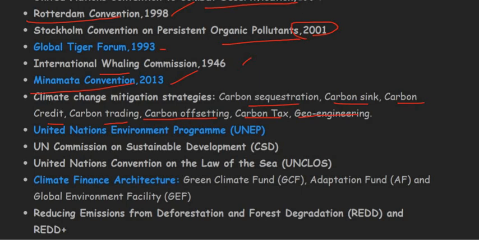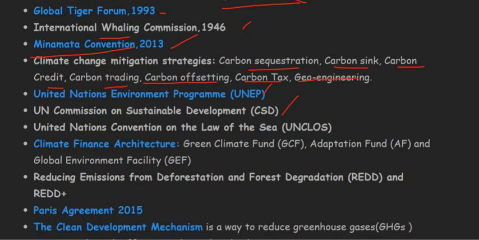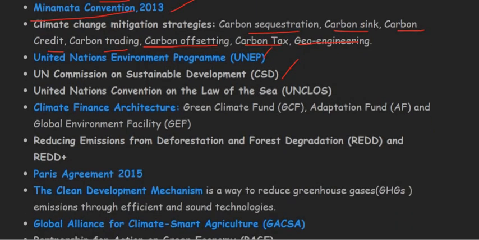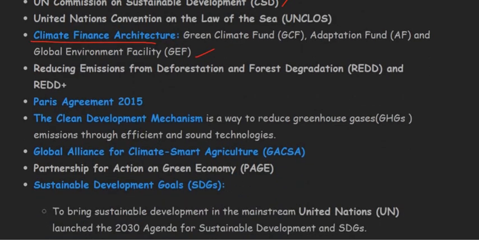United Nations Environment Programme, UNEP. UN Commission on Sustainable Development, CSD. United Nations Convention on the Law of the Sea, UNCLOS. Climate Finance Architecture: Green Climate Fund, GCF, Adaptation Fund, AF, and Global Environment Facility, GEF. Reducing Emissions from Deforestation and Forest Degradation, REDD and REDD+.